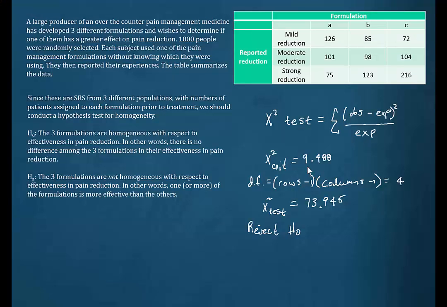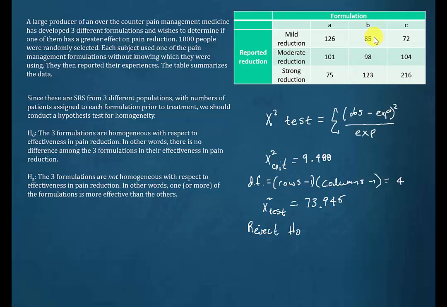So our critical value was 9.488, and our chi-square test value is 73.945. So our decision should be to reject the null hypothesis. Now let's look through this table and note that the responses have a pattern. For formulation A, we can see that we start with 126 in the mild reduction response, and then that decreases as the strength of reduction increases.